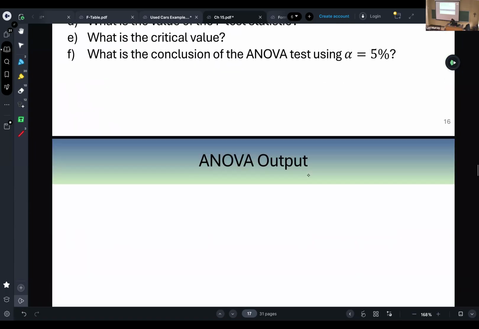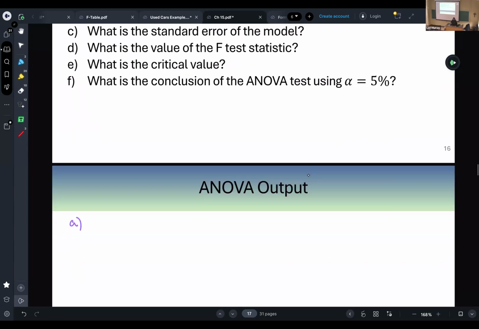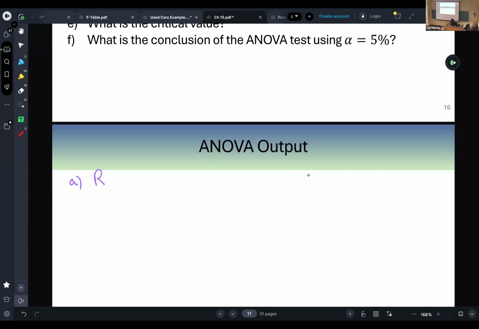I'll do it like this. A is, what is the multiple coefficient? So R squared is literally, the formula sheet tells us, it's SSR, the variation, right? The source of variation about the plane. In this case, it's a plane, not a line, divided by the SSTO total.